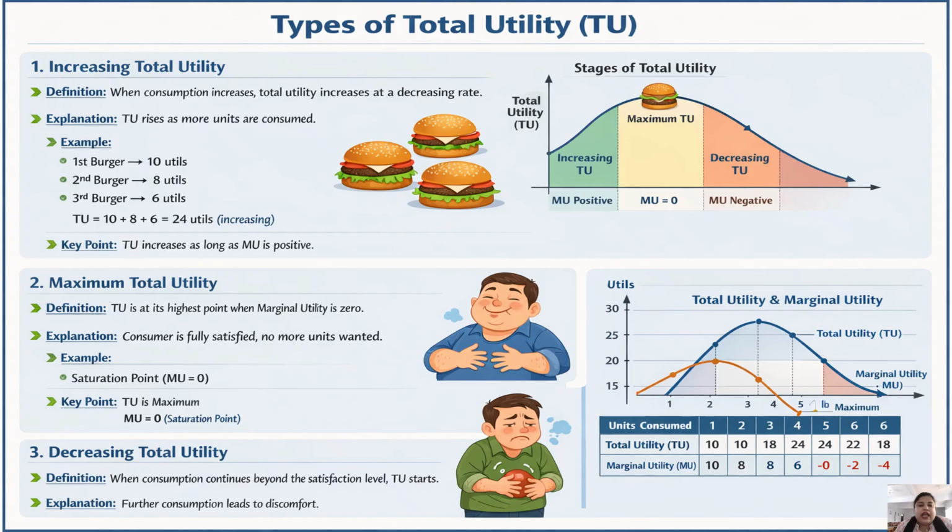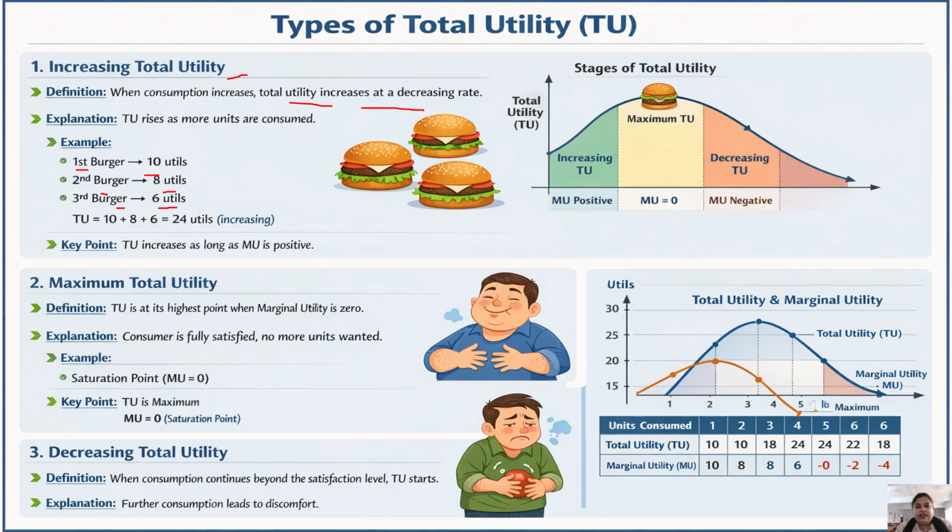Now, let's talk about the types of total utility. First is increasing total utility. When the consumption increases, the total utility increases at a decreasing rate. For example, here you have seen that example. The first burger, the consumer will get 10 units of satisfaction, but in the second burger, the consumer will get only 8, and in the third burger, the consumer will get only 6. It means the total utility is increasing but at a decreasing rate when more units are consumed. This is the stage of increasing total utility.